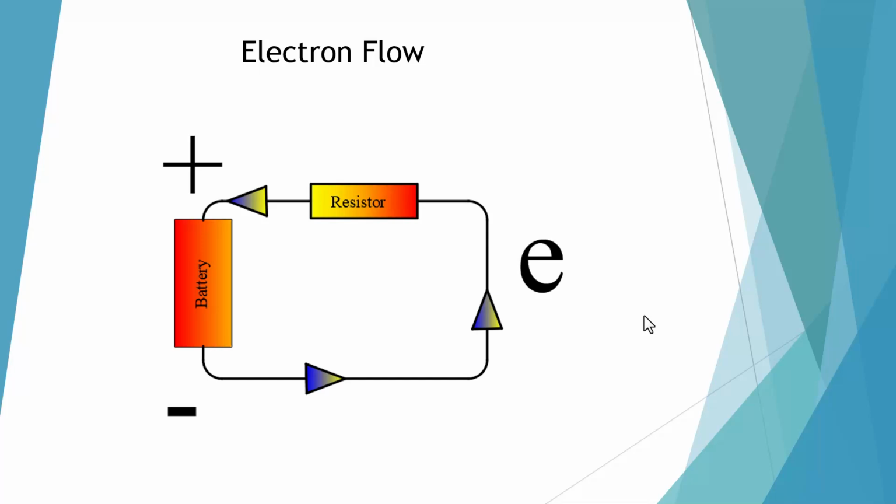What happened later is that physicists in the lab found that electrons actually flow from the minus terminal into the plus terminal. This direction is called electron flow. Technicians use electron flow and engineers use conventional flow. When doing calculations, it doesn't matter as long as you're consistent.